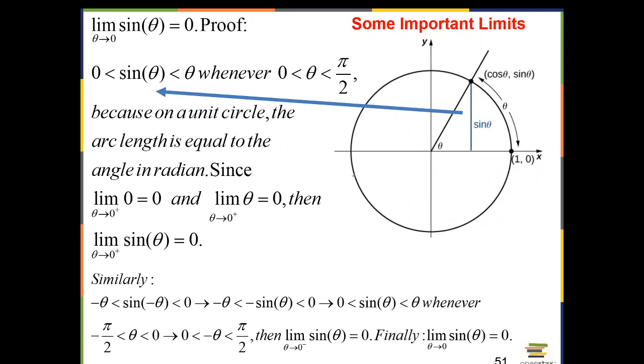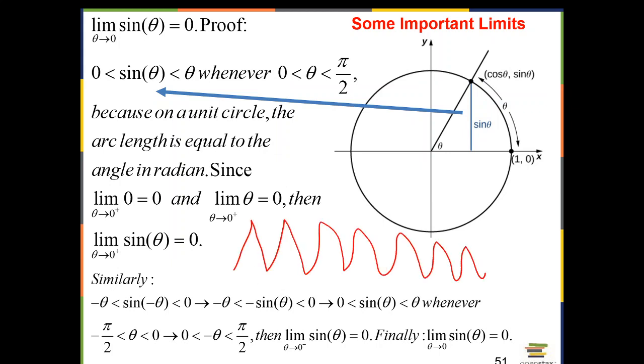Now, what about the limit of sine theta when theta approaches 0? Well, remember, sine is not like other functions, because sine and cosine fluctuate, they go up and down, right? So when you want to approach a number, it's kind of tricky with sine and cosine. They go up and down, they don't approach something at some number.